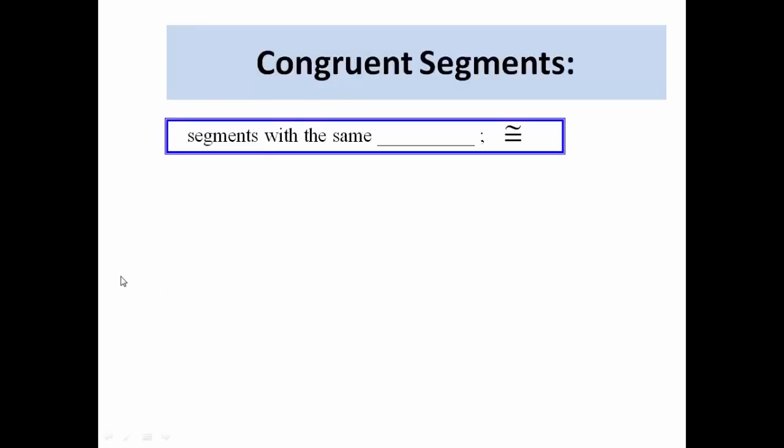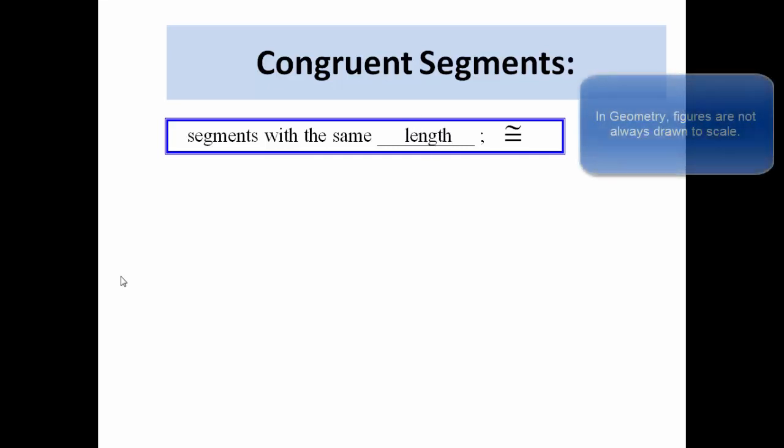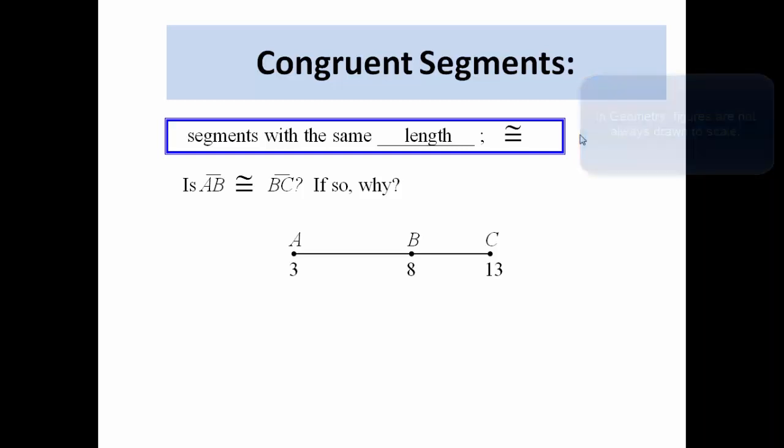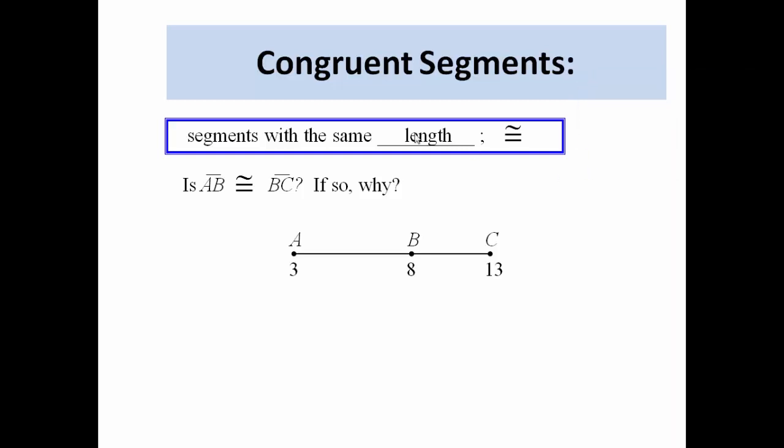Now let's talk about congruent segments. Segments with the same length are congruent segments. This symbol right here is the congruent symbol, and you will see that throughout the rest of the year. So, is segment AB congruent to segment BC? If so, why? So here we are given AB and here is BC. How can we figure out if they're congruent?